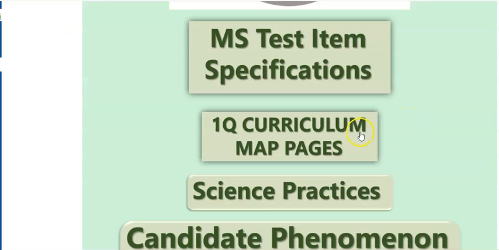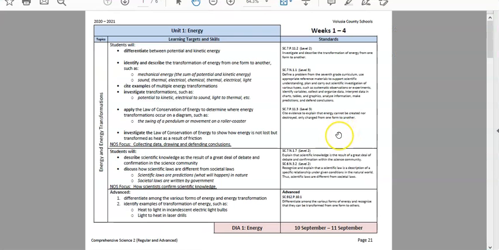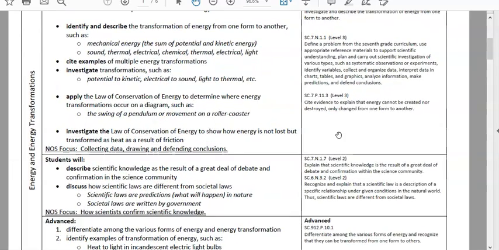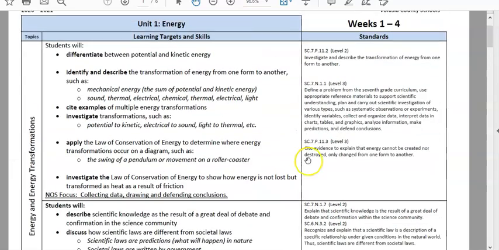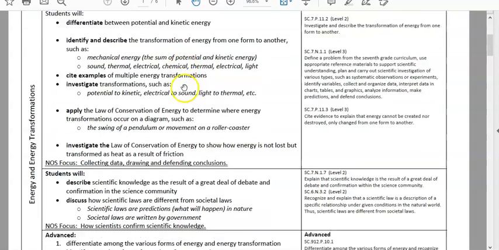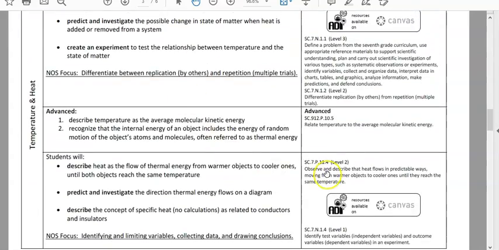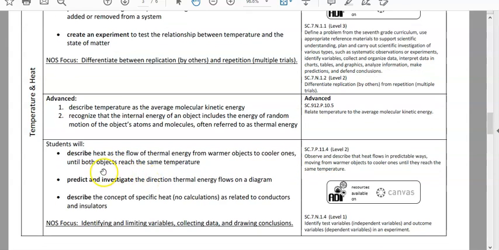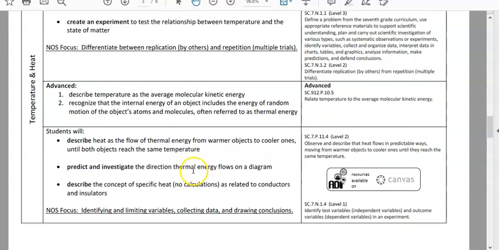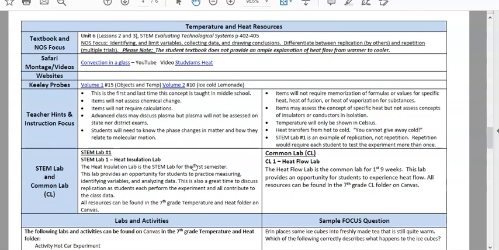All right, back to the Canvas page, and now we're going to go ahead and just briefly look at the curriculum map, which I know you're very familiar with. But just notice that when you pick a content standard, for instance like 11.4, you'll see that it has been unpacked somewhat, but it doesn't have anywhere near as much detail as the test item specifications document. We do a little bit more here in the teacher's hints and instructional focus.